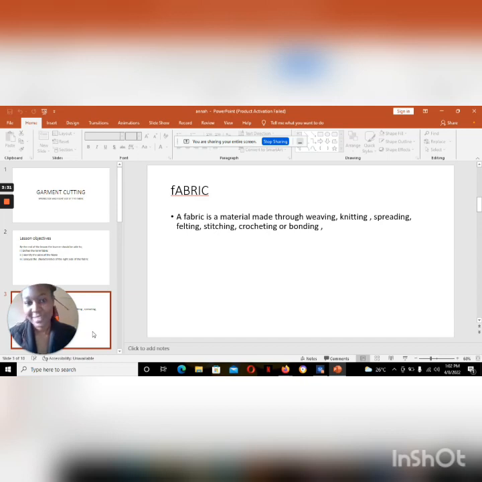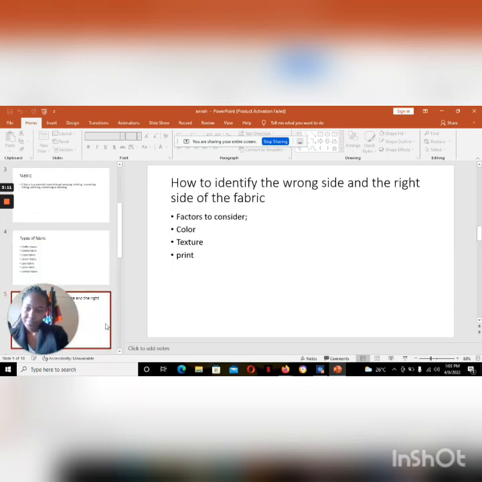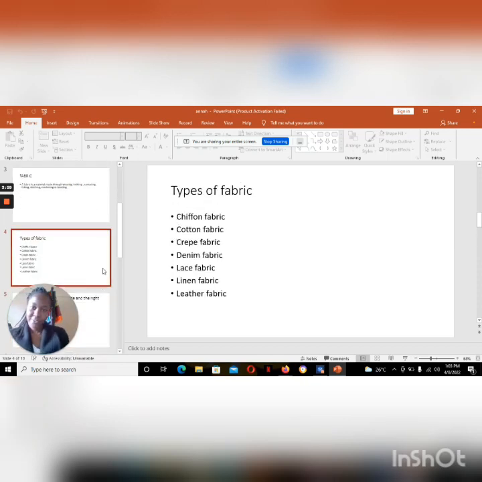Okay, I've understood that. So that's the definition of the term fabric. It's a material made through weaving. You can either knit, felt, stitch, crochet, or bond. So there are several types of fabric. Lucy, types of fabric.